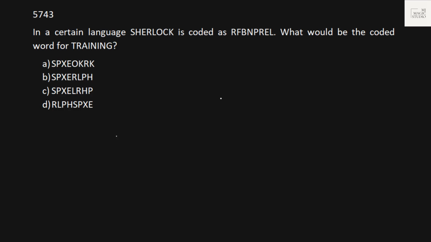Okay, moving ahead to the next section, which I have taken up. Majority of the question I have taken up in this section from coding, decoding, and they regularly ask 2 to 3 questions from this. So in a certain language, Sherlock is RFBNPREL. It all depends upon you how quickly you can identify the code. And my favorite is writing numbers, their position in the English alphabet, and then identifying what the code is.